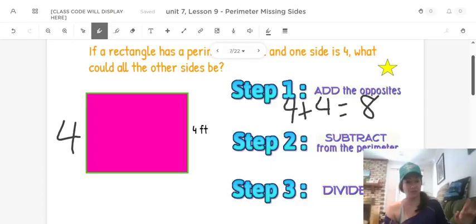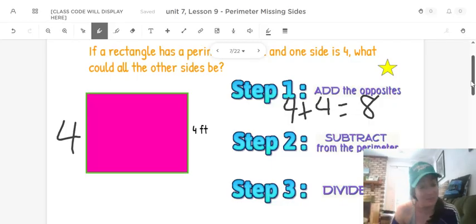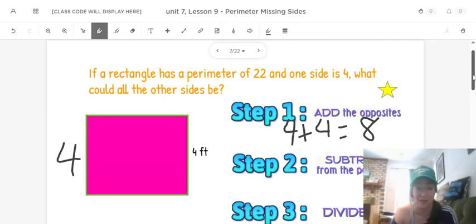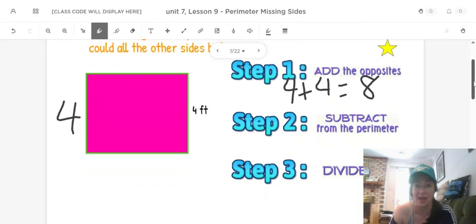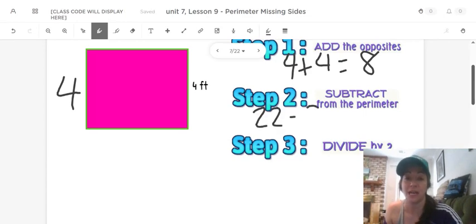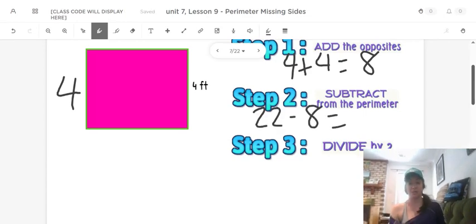Oh, actually, well, feel free to pause the video and then solve this on your own and then unpause it when you're ready to check. Rectangle has a perimeter of 22. One side is 4. What could all the other sides be? Okay, so I did step 1, add the opposites. Step 2, subtract from the perimeter. 22, which is the perimeter, take away 8. All right, 22, take away 8.